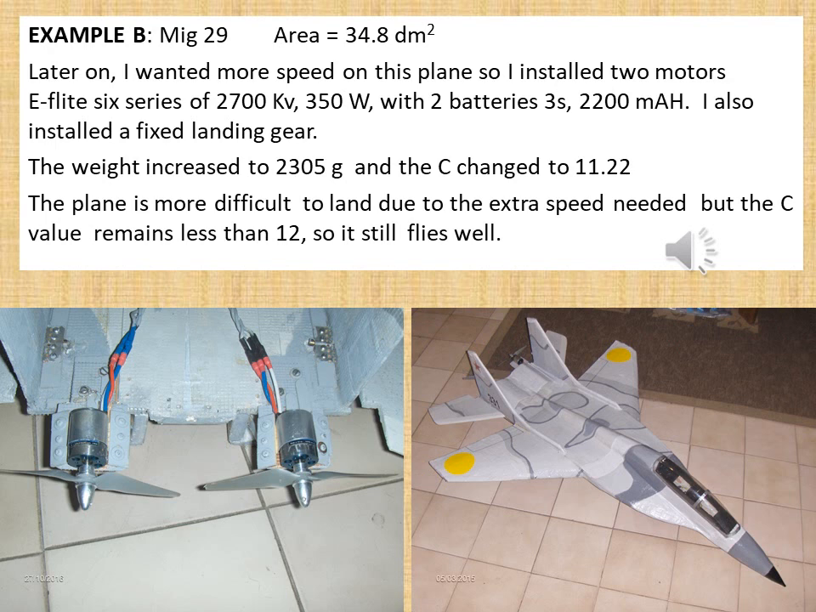Later on, I wanted more speed on this plane, so I installed 2 motors, E-flite 6 series, of 2700 kV, 350 watts, with 2 batteries 3S, 2200 mAh. I also installed a fixed landing gear. The weight increased to 2,305 grams and the C changed to 11.22. The plane is more difficult to land due to the extra speed needed, but the C value remains less than 12, so it still flies well.